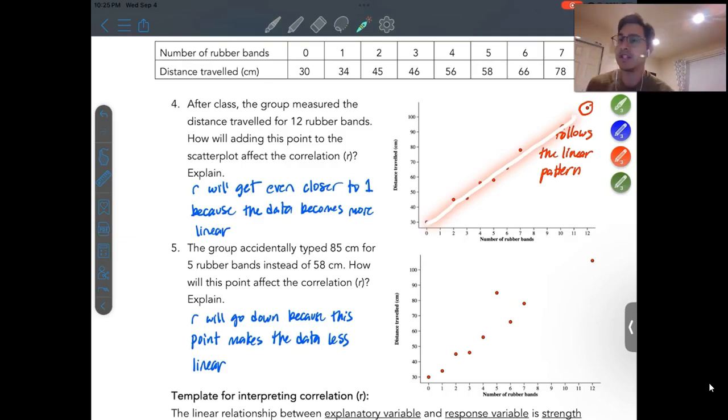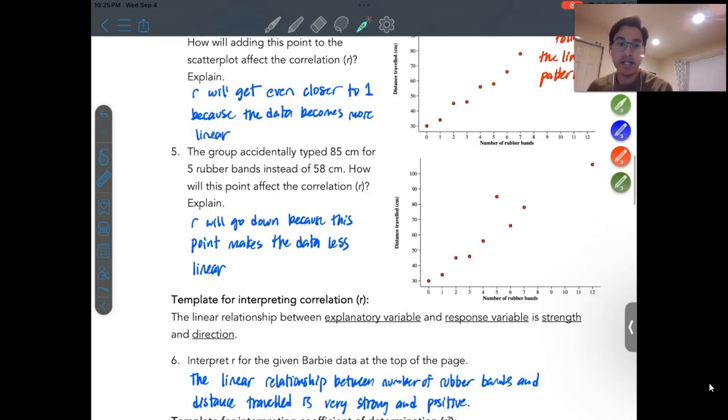Because it is aligned with the other points, it's going to strengthen the correlation, or we can say that the correlation will get closer to +1. The data with that point is actually more linear than it was before the point was added. In the next graph, the point that was changed doesn't really fit in with the linear trend anymore. You can think of it as an outlier. And so let's make a note. This does not follow the linear pattern.